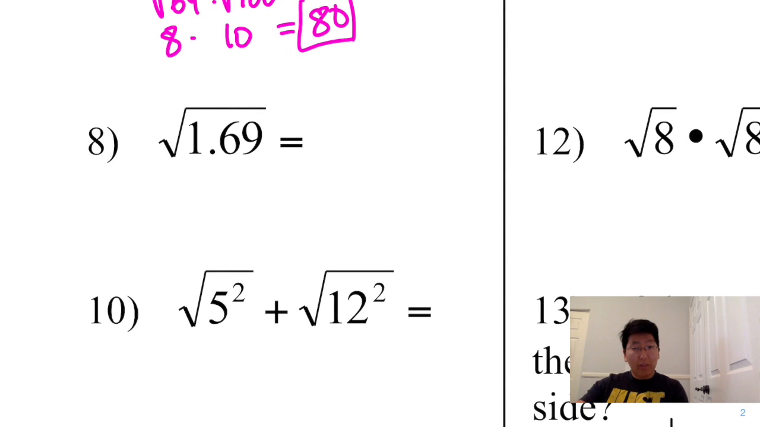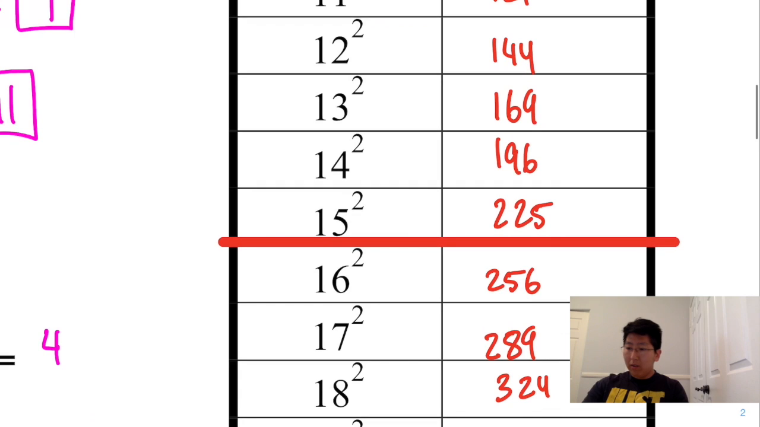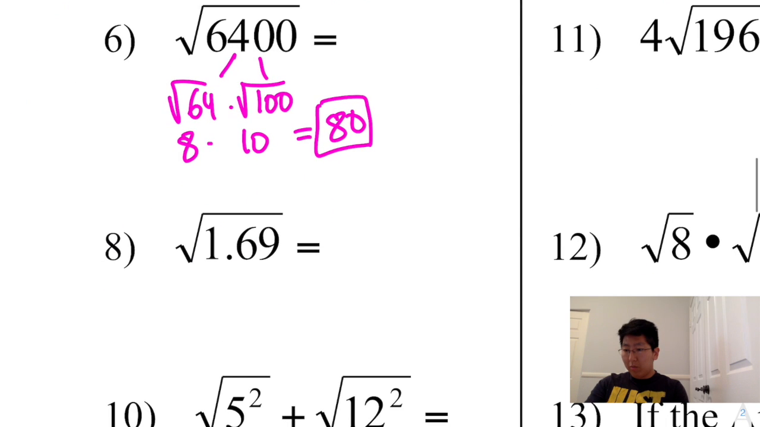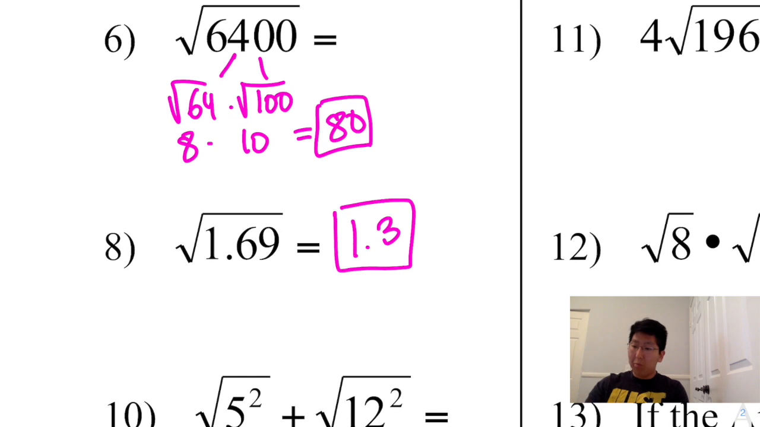I'm going to think of it as 169. Right here, we can see that's 13 squared. So this is going to be 1.3. 1.3 times 1.3 is going to get 1.69.